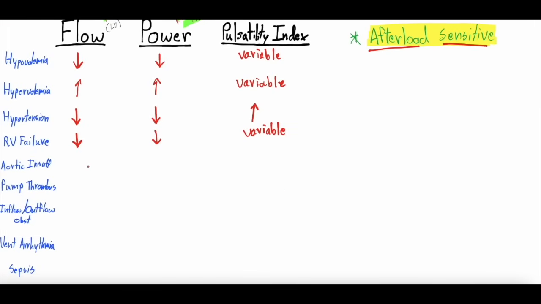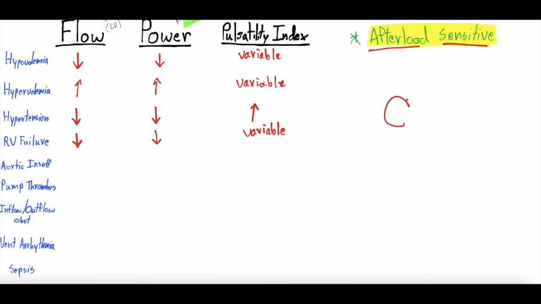What about aortic insufficiency or a leaky aortic valve? Aortic regurgitation is another kind of verbiage for it. What's going to happen to flow and power and pulsatility index? Well, if the aortic valve is leaky, what's happening is as the LVAD outflow cannula pumps blood into the aorta, some of that blood is going to return to the left ventricle. It's going to go the wrong way.